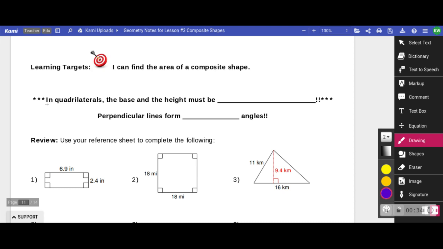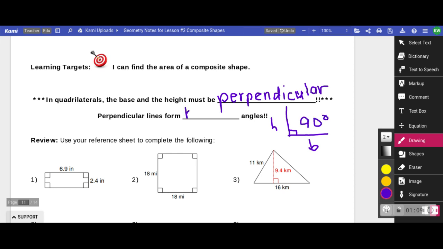Okay, so first, in quadrilaterals, the base and the height must be perpendicular. So go ahead, please write down this word, perpendicular. Okay, so the base and the height must be perpendicular. What that means is that if this is the base, then the height must form a right angle, which is 90 degrees. So perpendicular lines form right angles.